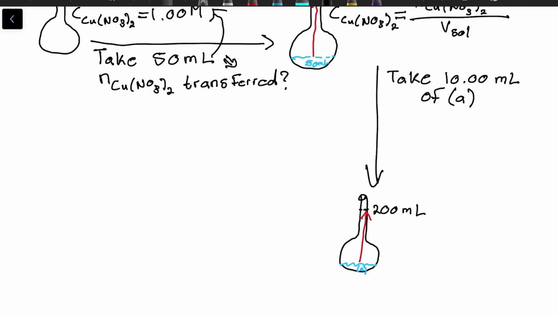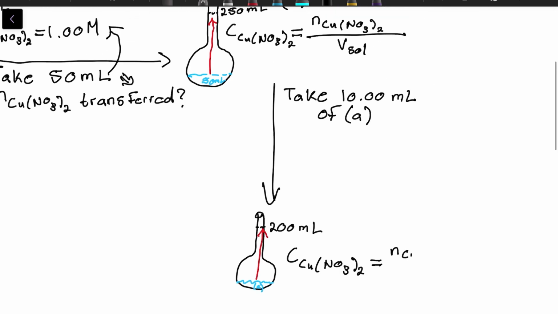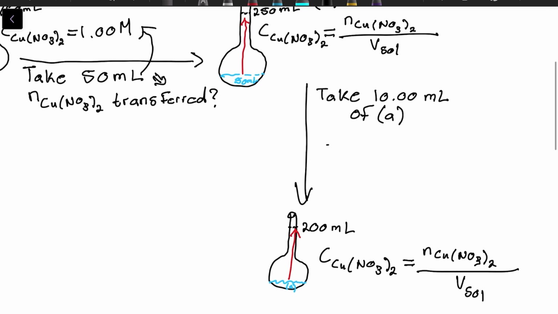So again, how will we calculate the concentration of the copper nitrate in this? We would need the number of moles of copper nitrate divided by the volume of the solution. In each of these cases, the volume of the solution is the new volume in the volumetric flask that we make up. The question is, what is the number of moles of copper nitrate transferred?